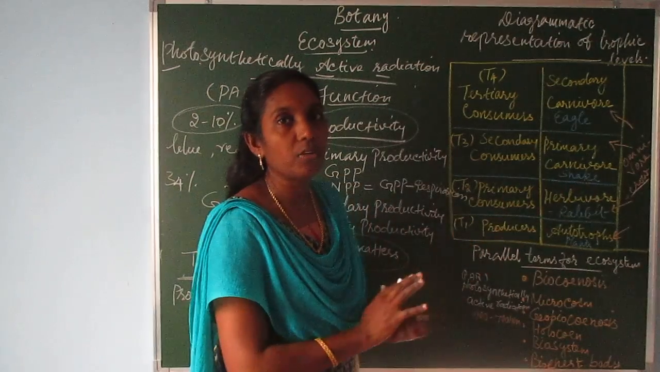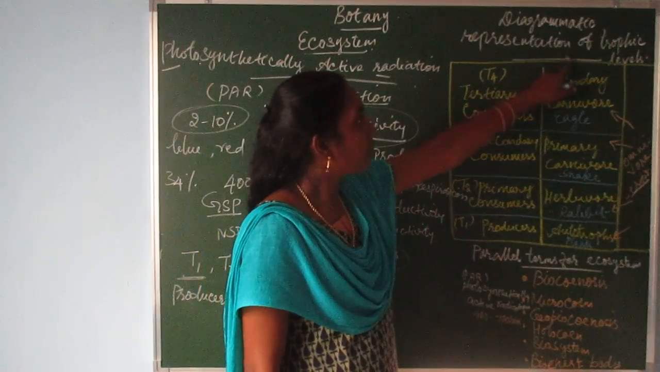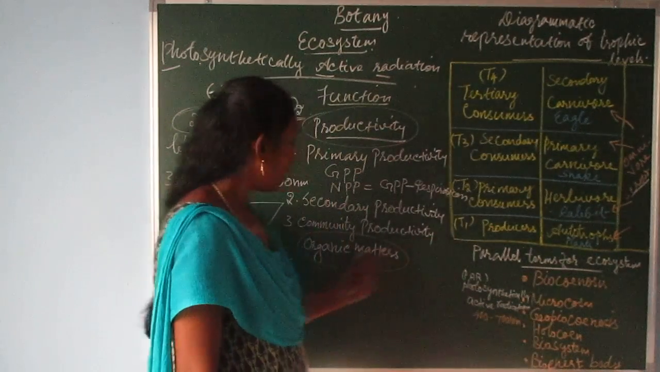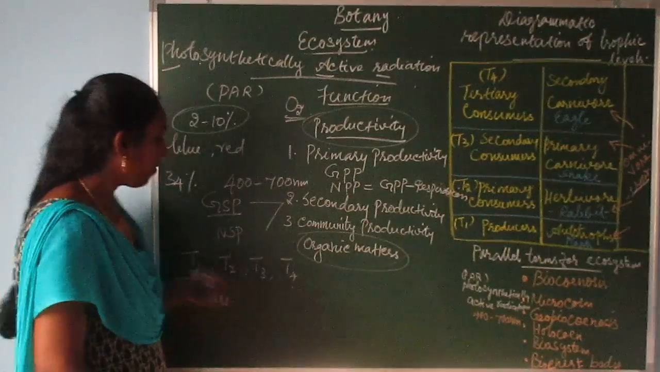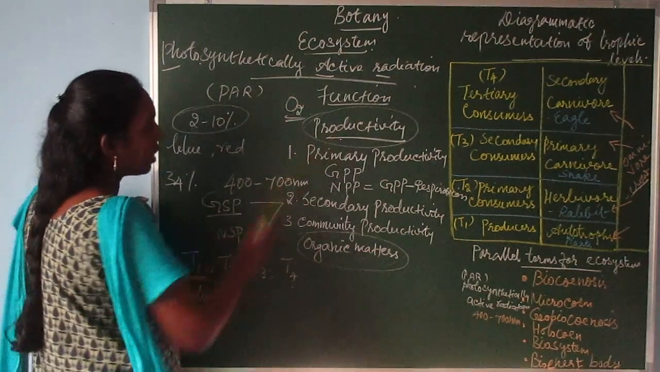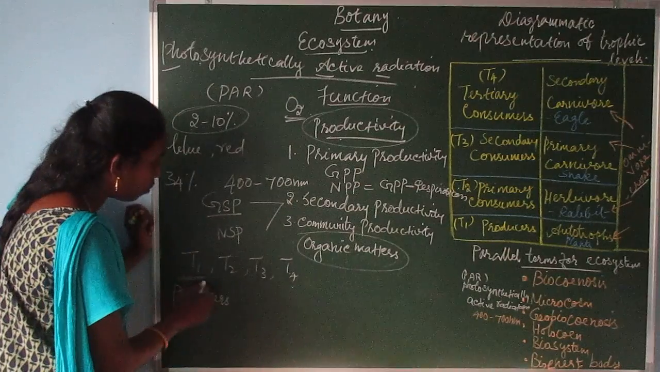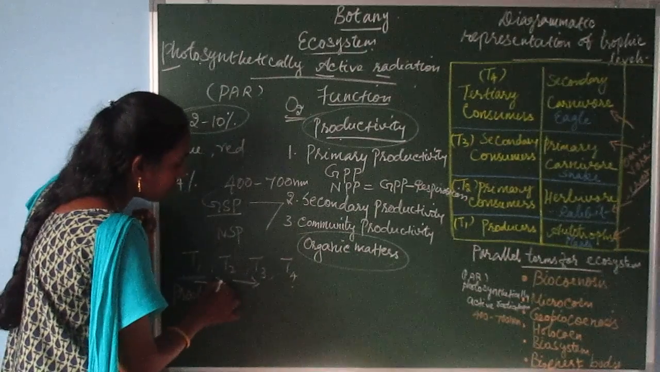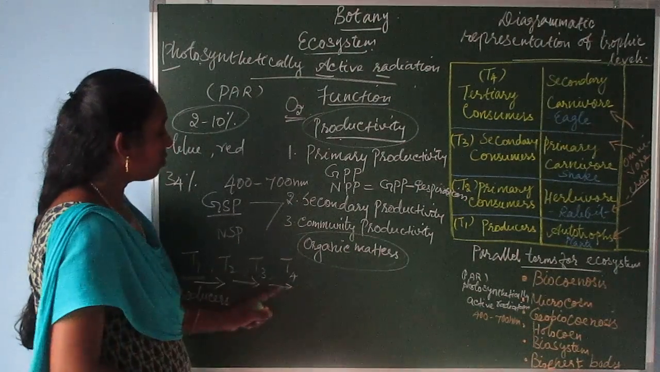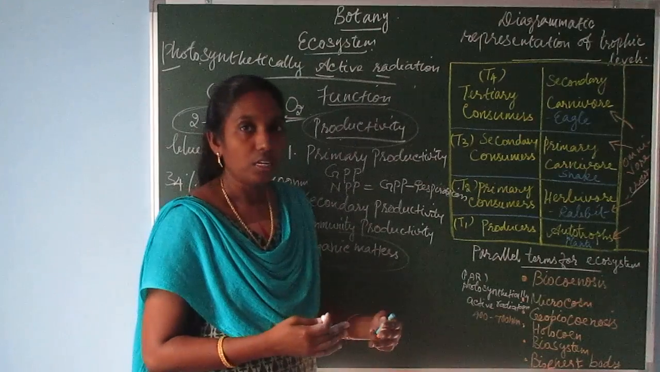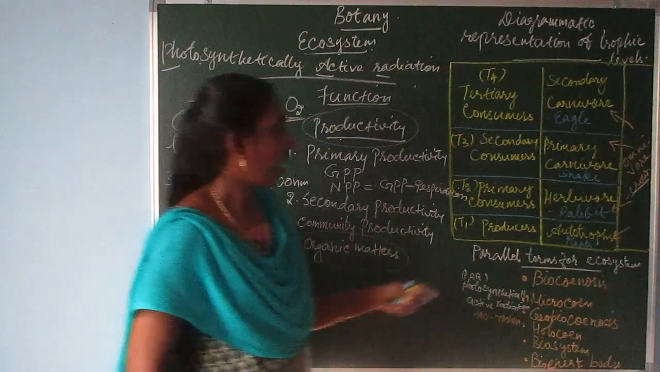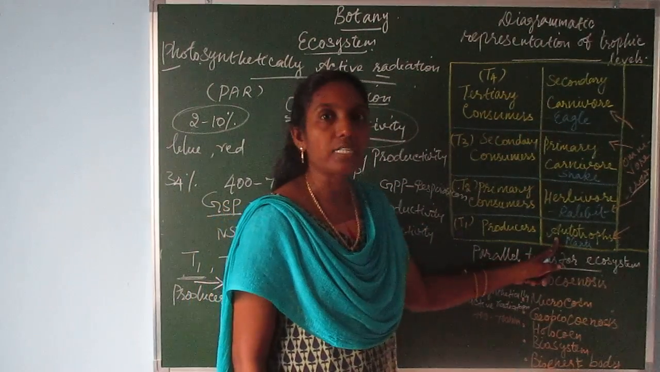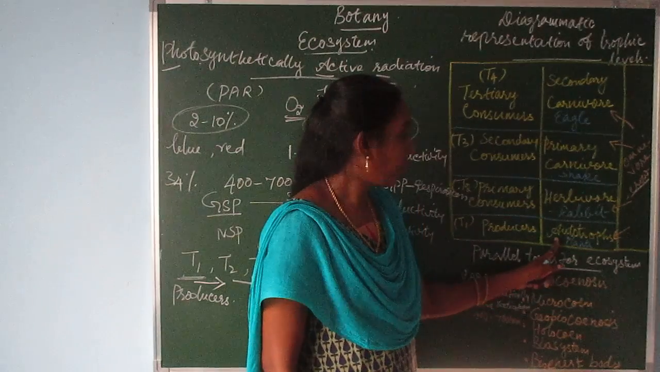This is the basic thing you must know about the diagrammatic representation of trophic levels. There are 4 different trophic levels, T1, T2, T3, T4. The energy, the net gain of energy from productivity, can flow from the first trophic level to the second, from the second to the third, and from the third to the fourth. Once again, see this example: the producers are considered autotrophs. The example is green plants.